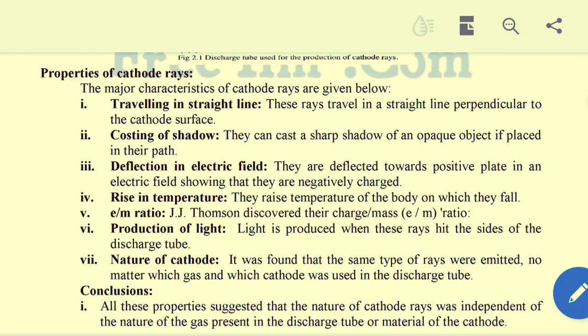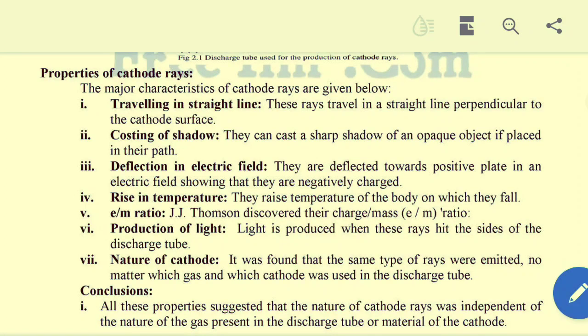Next, the fourth property is rise in temperature: the temperature of the body on which they fall rises. And fifth is the e/m ratio. e means electric charge and m means mass ratio. Thomson determined their charge e and mass m ratio. Production of light is the sixth heading. Light is produced when these rays hit the sides of the discharge tube. And the seventh heading is the nature of cathode rays.